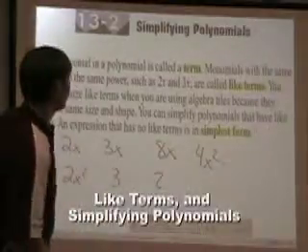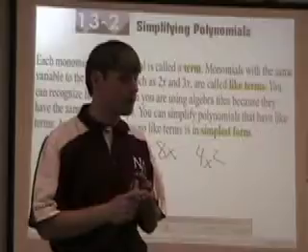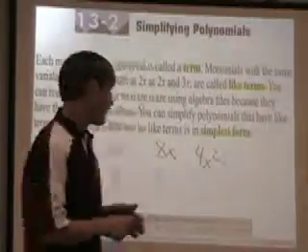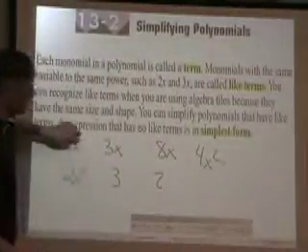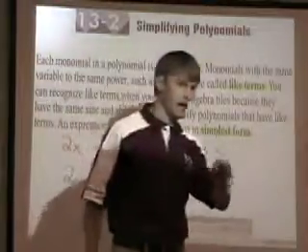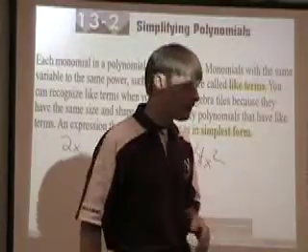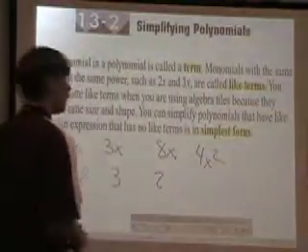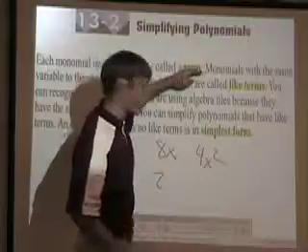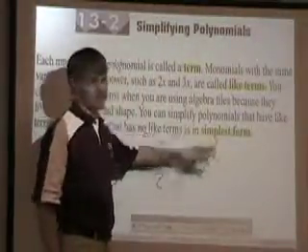Today we're going to talk about simplifying polynomials. Remember yesterday we learned what a monomial and a polynomial was, right? These things by themselves are what? Monomials. When you add two together or three together or four together, then it's a polynomial, right? Now, today we're going to learn what a term is, what like terms are, and then we're going to learn to make it in simplest form.